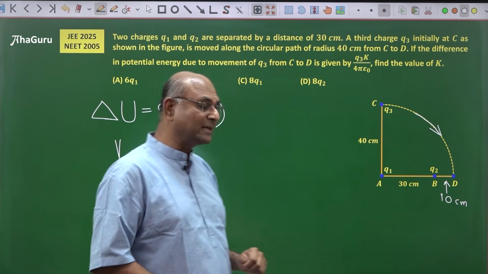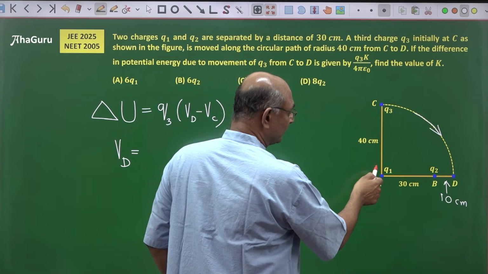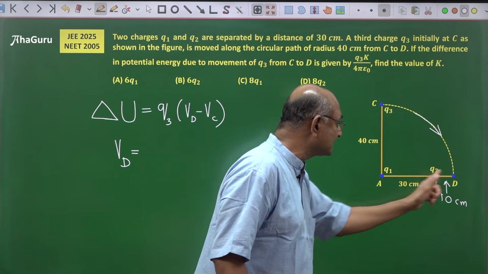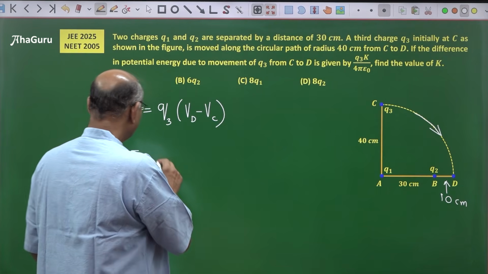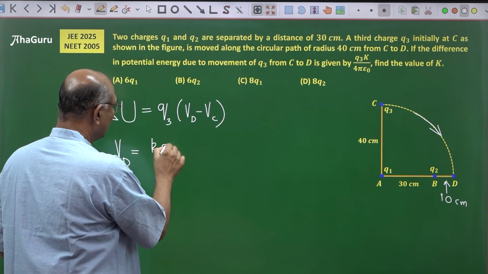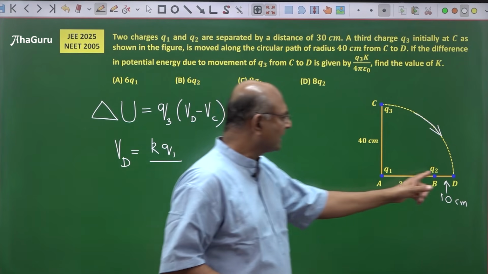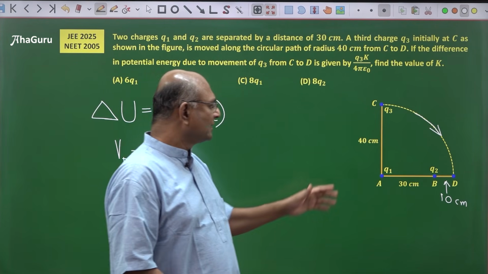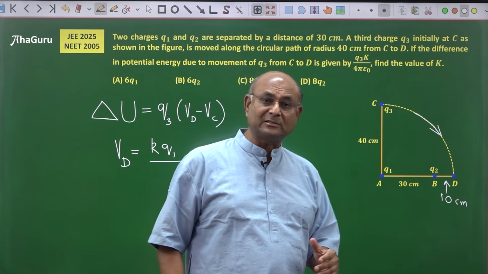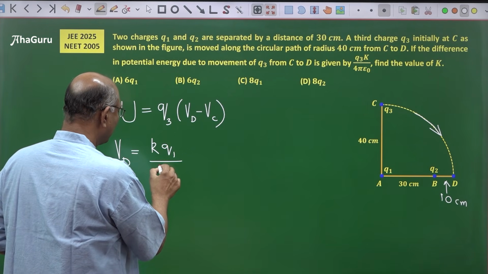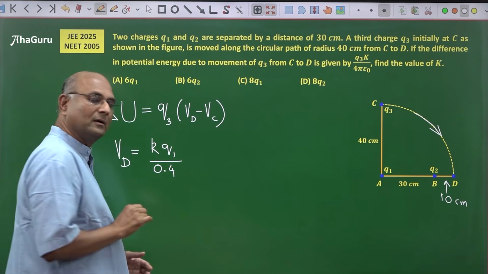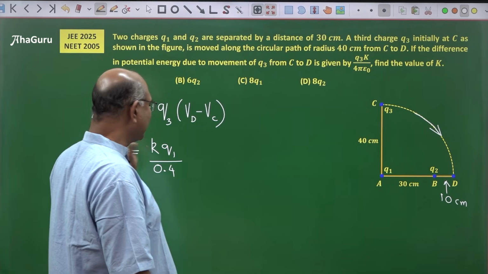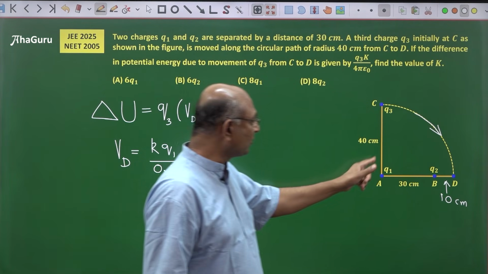Q1's contribution to the potential at D, can you find that out? K, small k, Coulomb's constant, times Q1 by R. What is R? This distance, which is 40 centimeters. Now we are always going to use SI units. So instead of writing 40 centimeters, I will write it as 0.4. Otherwise you'll have to write the unit also. I will avoid that by just writing 0.4. So KQ1 by 0.4, that is the contribution of Q1.